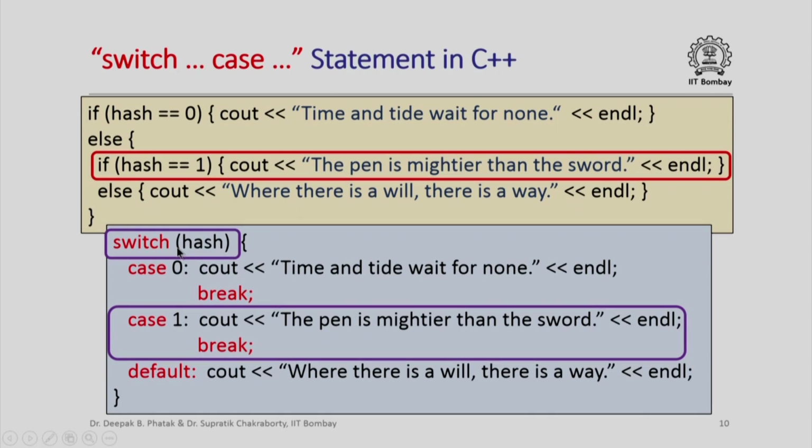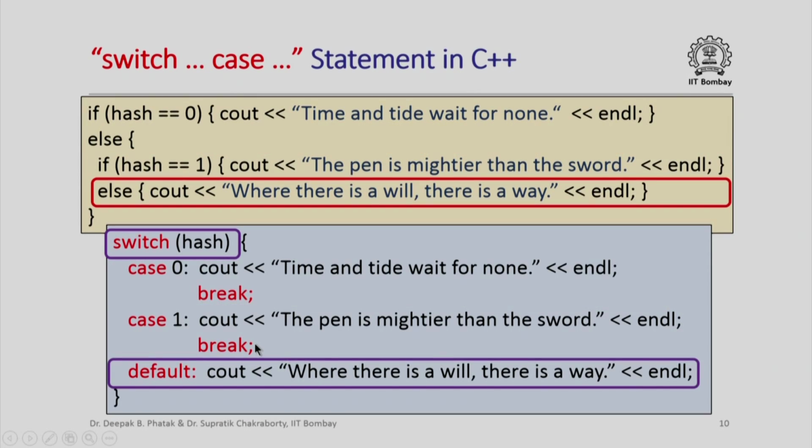Similarly, if I look at case 1, switch hash case 1 is checking if hash is equal to 1, and if so it is going to print out the next message. Let us ignore this break for the time being. And then finally the default is saying that if the value of hash did not match any of these, then this is the default message to be printed out.